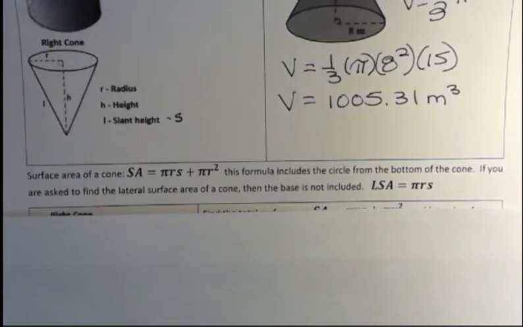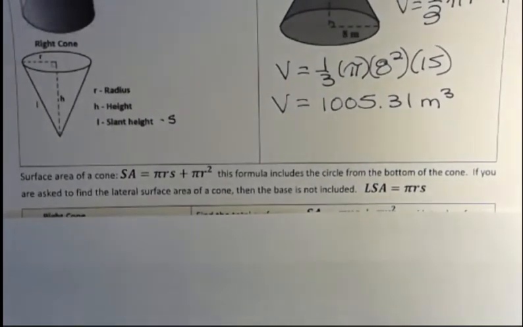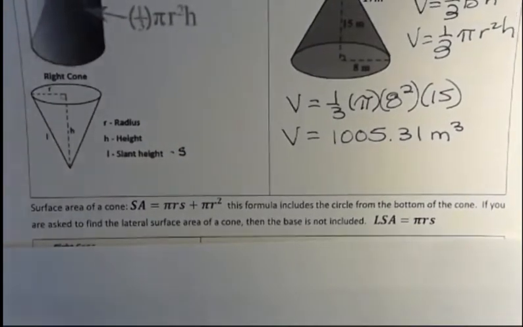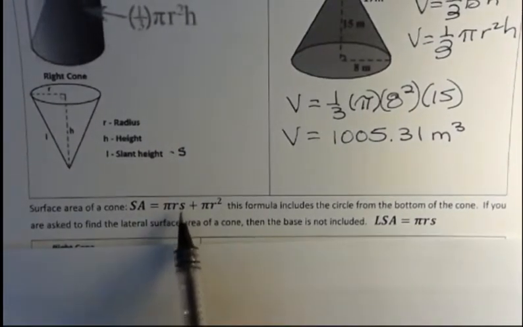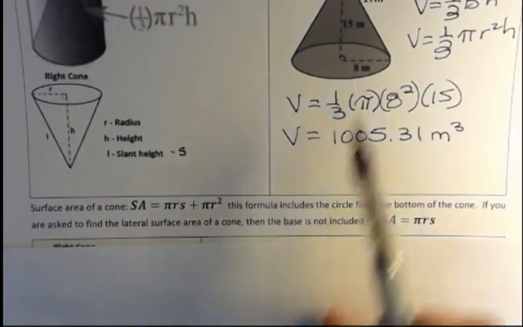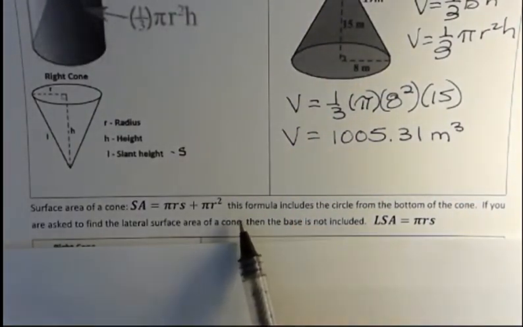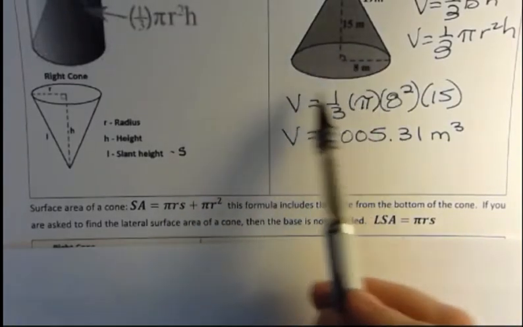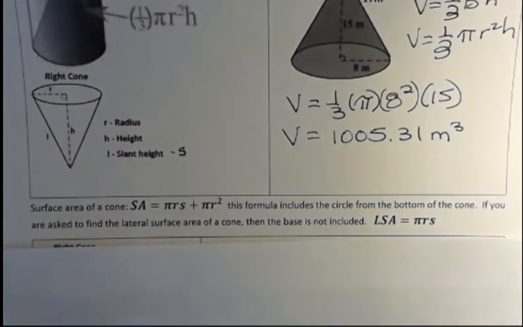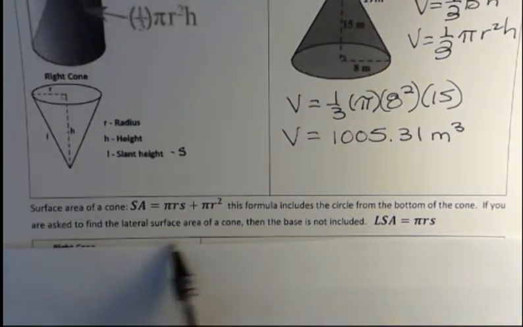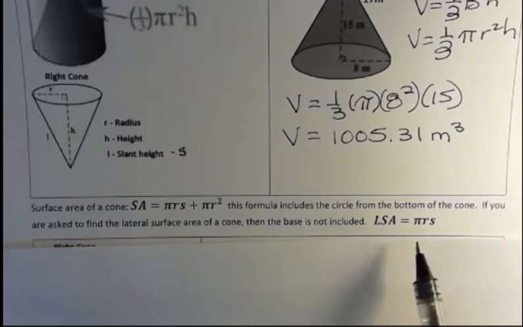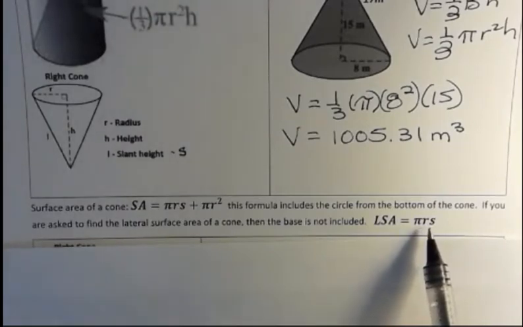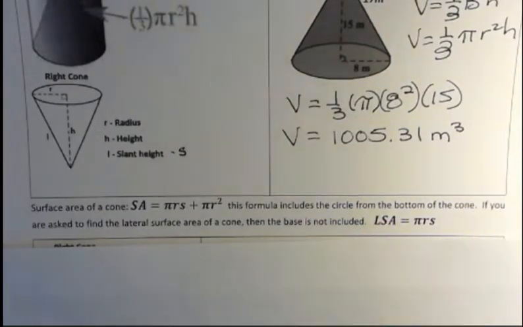Let's look at surface area for a cone. The surface area of a cone, SA, is equal to pi r s plus pi r squared. Here, s is the slant height, and the formula also includes pi r squared, which is just the circle on the bottom. If you want the lateral surface area of a cone, then the base is not included, and it would just be pi r s.